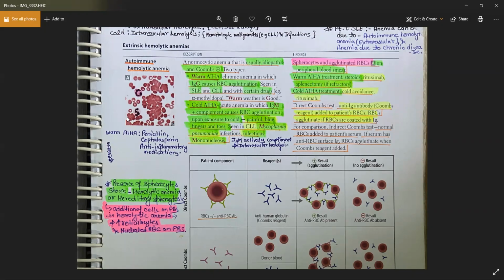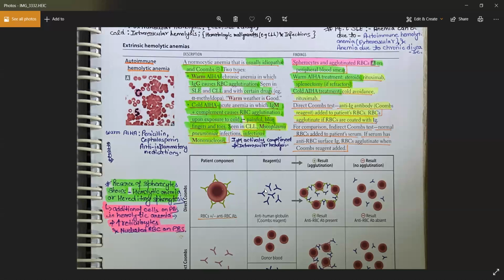Let us suppose you have a patient who has IgG antibodies against the RBCs. So in the patient's blood, you will have the RBCs and the antibodies present on the RBCs, as you can see. Now you give the antibodies against this complex, known as the anti-human globulins, which are against the antibodies in humans.